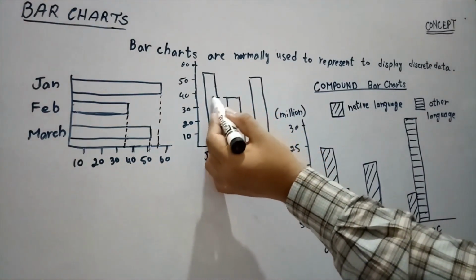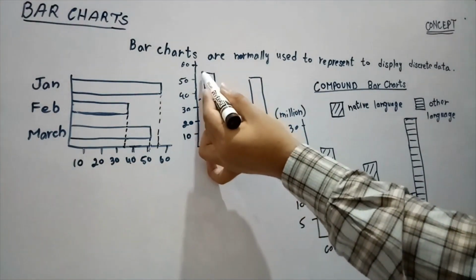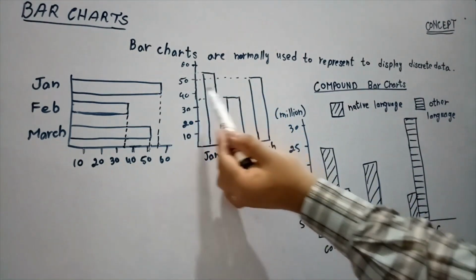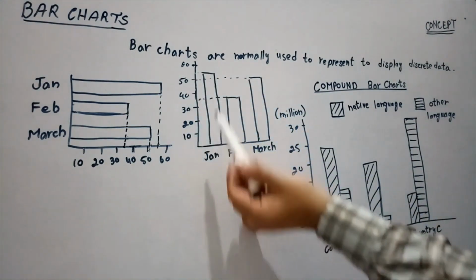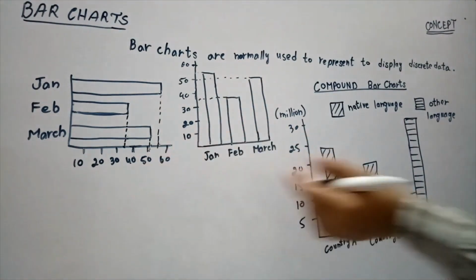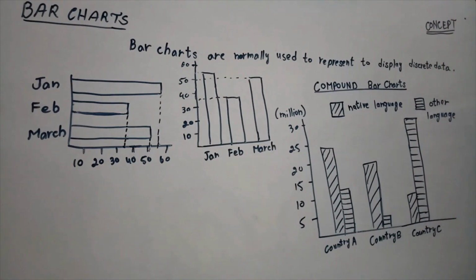This is the same bar graph, but in a vertical style. It will give us the same result. You can see that on February we have 35 eggs, on January we have 55 eggs, and on March we have 50 eggs, just the same. So these are called bar charts.